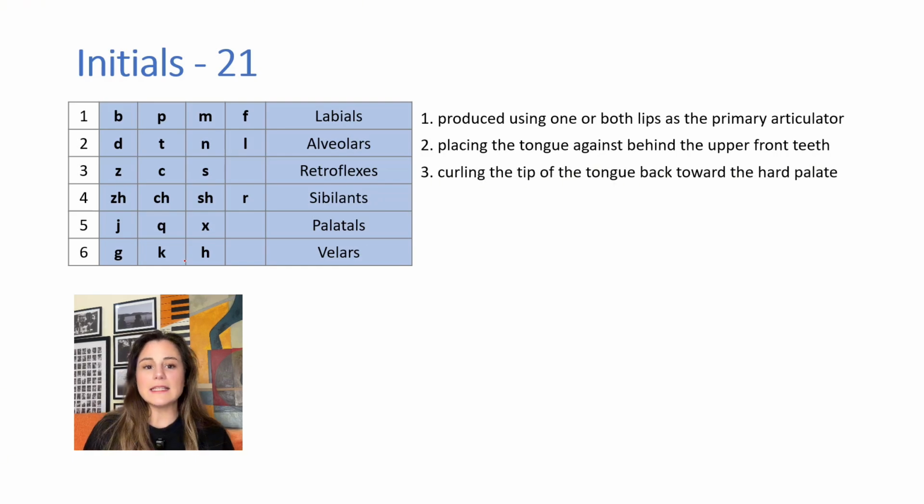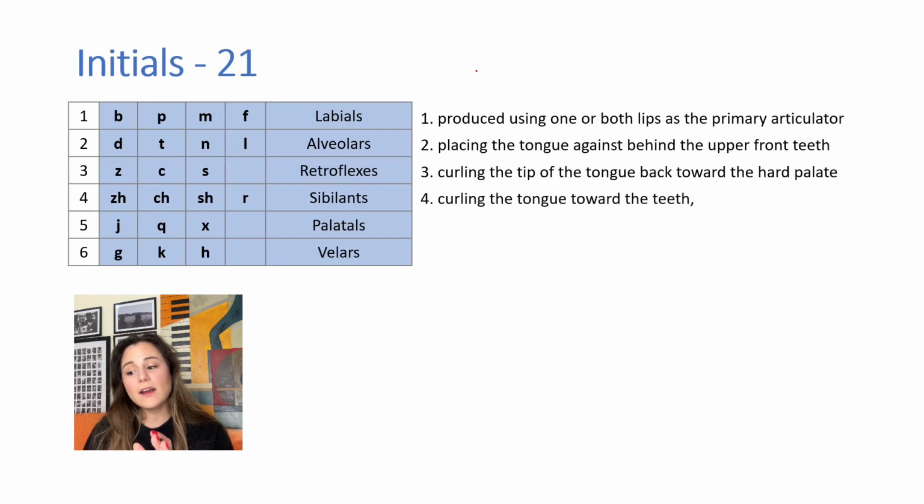For the third group, we need to curl the tip of the tongue, and it goes z, c, s. For the fourth group, we again need to curl our tongue, but these sounds are more airy, and they go like zh, ch, sh, zh. My tip of my tongue is curled slightly.